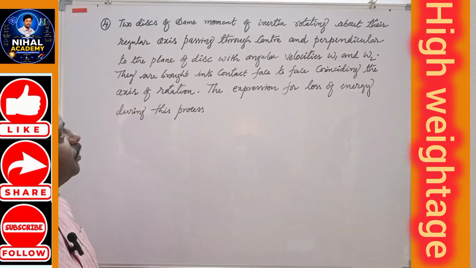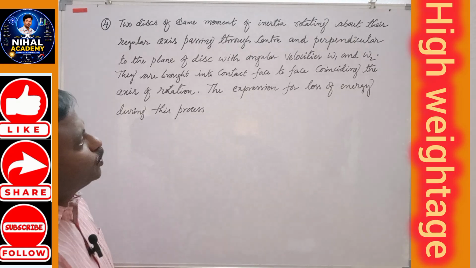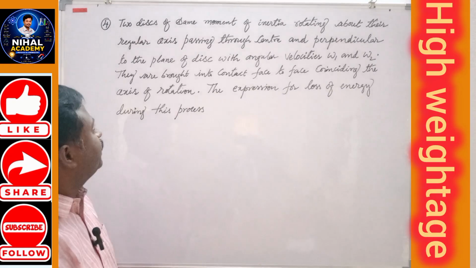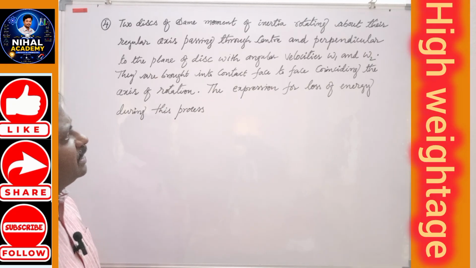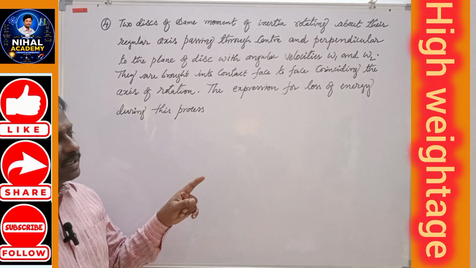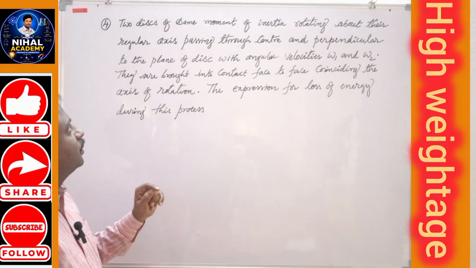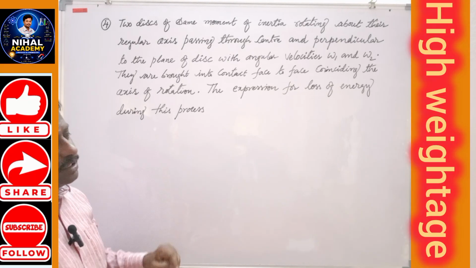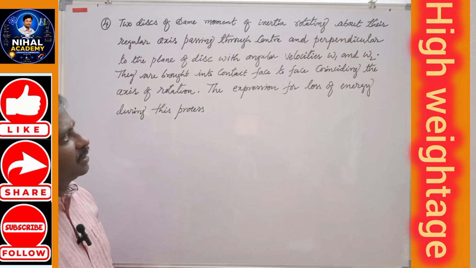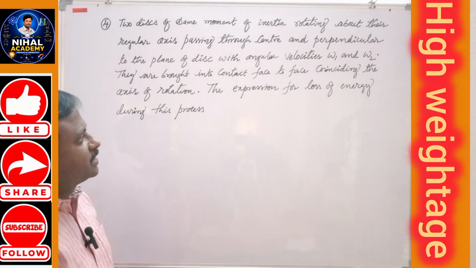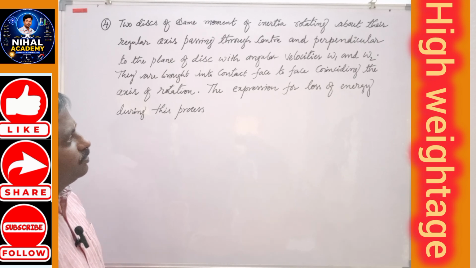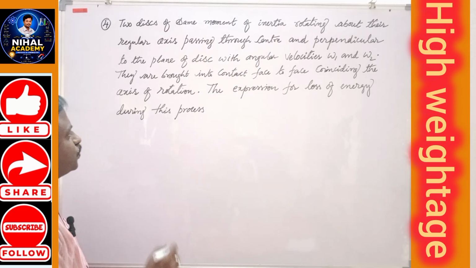Two disks of the same moment of inertia are rotating about their regular axis, passing through the center and perpendicular to the plane of the disk, with angular velocities omega 1, omega 2. So angular velocities are given omega 1, omega 2, and they have the same moment of inertia. Next they are brought into contact face to face, coinciding the axis of rotation. The expression for the loss of energy during this process.